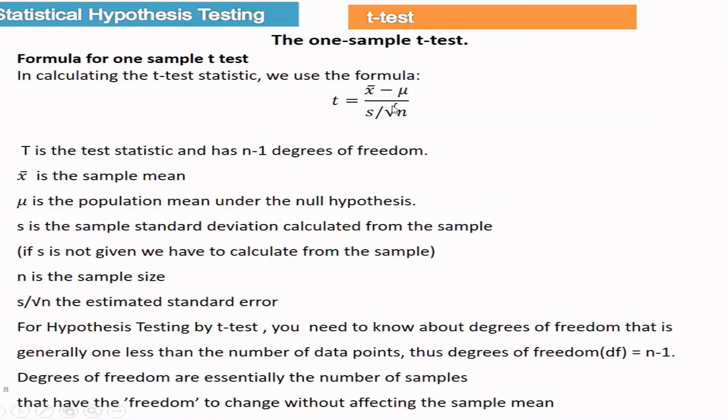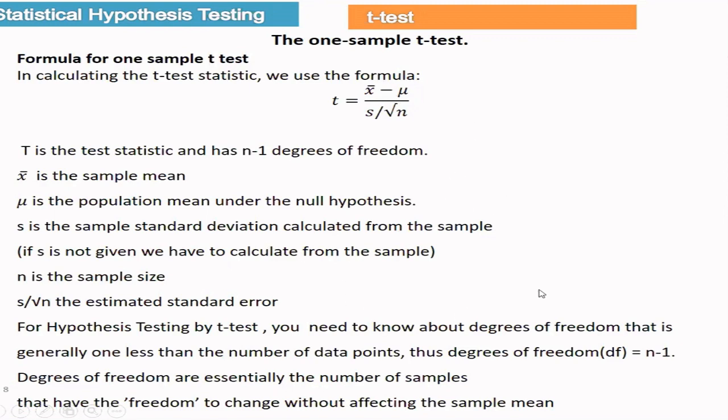X bar minus mu. Mu is the population mean, if that is known, and S is the standard deviation of the sample, and N is the sample size. X bar is the mean of the sample, and N is the number of samples. S divided by root over N is known as the standard error of the sample. S is the standard deviation, but when you divide by root over N, that is called the standard error of the sample.